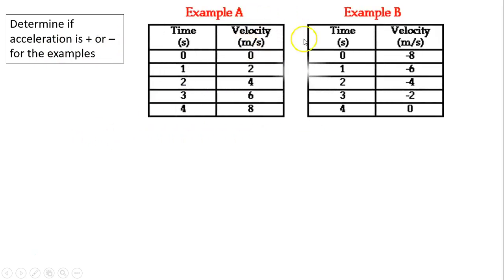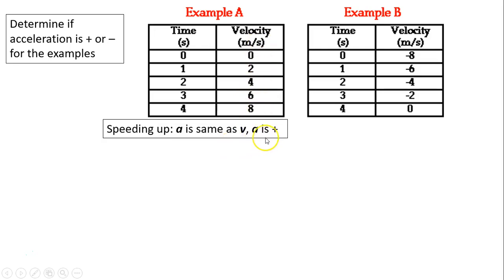Determine if acceleration is positive or negative for the following examples, A and B. Example A says it's speeding up. Speeding up, acceleration and velocity have the same direction. Since velocity is positive, acceleration has to be positive. This one is slowing down.